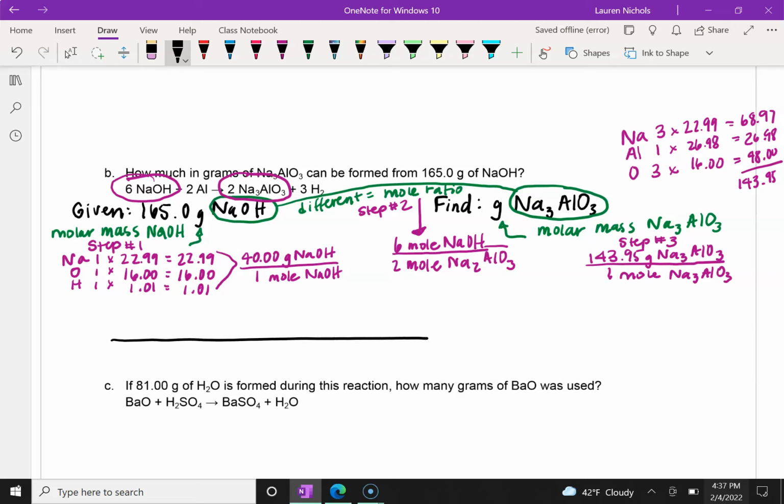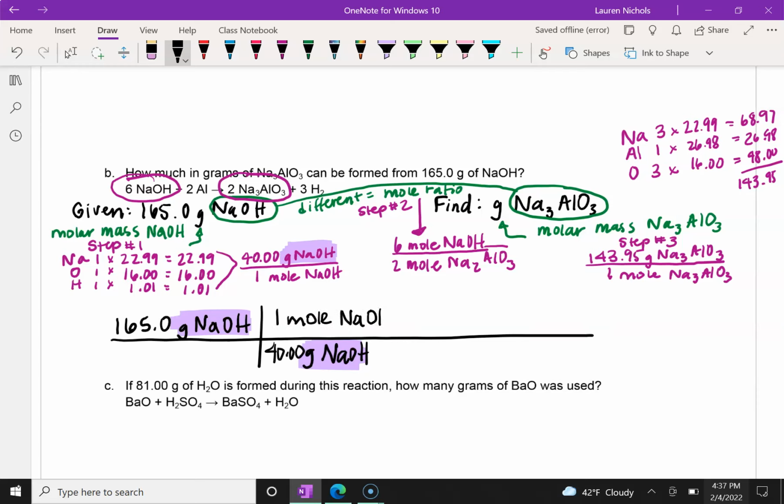So we can now set up our T-chart, okay? And we always put what we're given first. So we have 165.0 grams of sodium hydroxide. Now, we do not want to keep grams of sodium hydroxide, so we follow our pattern. If I have grams of sodium hydroxide here, it has to show up at the bottom. Now, when we look at our T-charts, the only place that you see grams of sodium hydroxide is right here. So that means we'll be using our molar mass, and we'll have to flip it so that the grams are at the bottom. So we'll put our 40 grams at the bottom and my 1 mole of sodium hydroxide at the top.